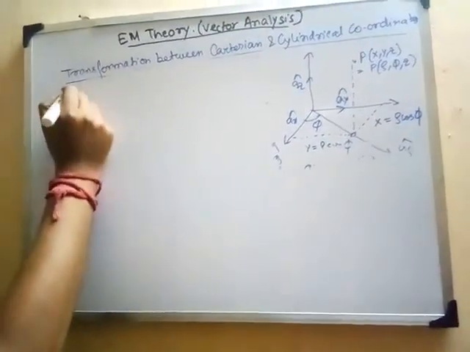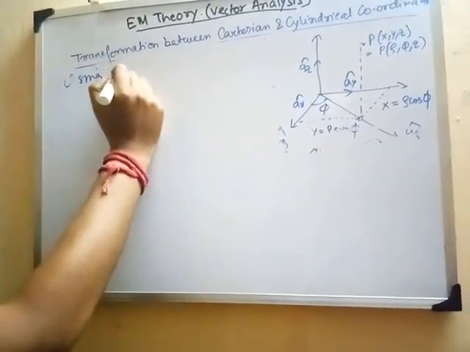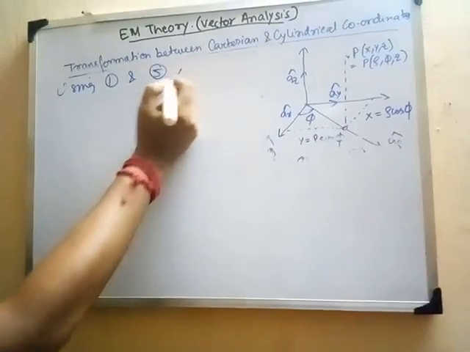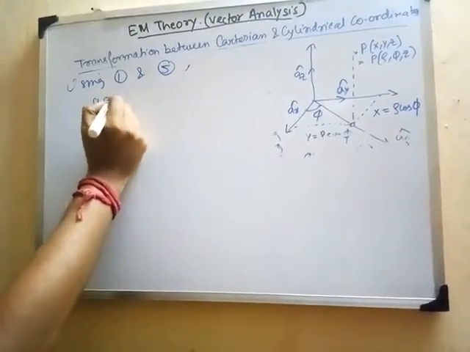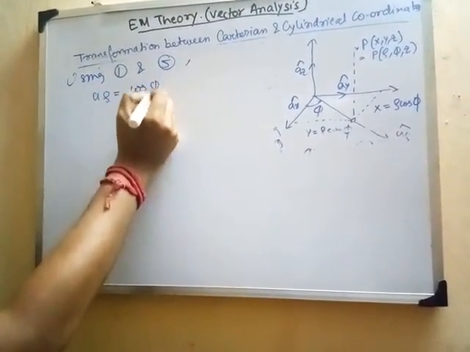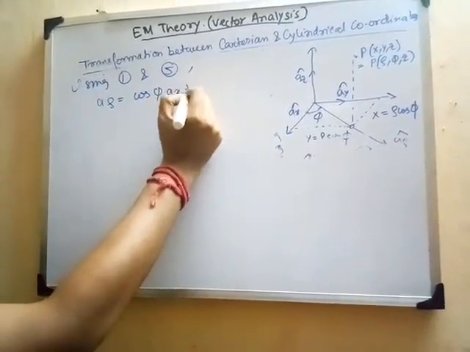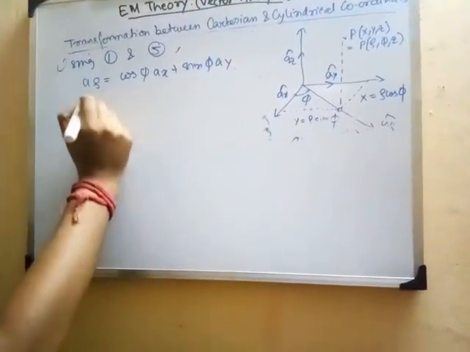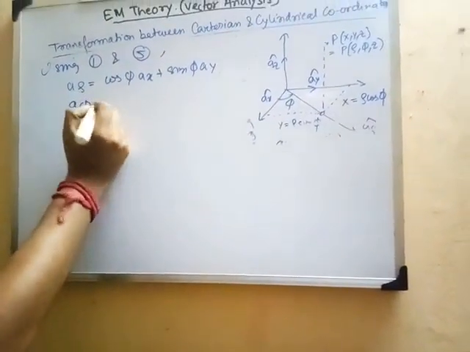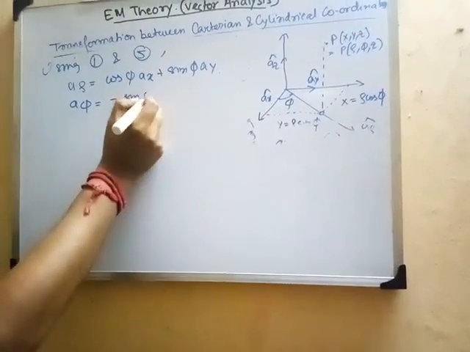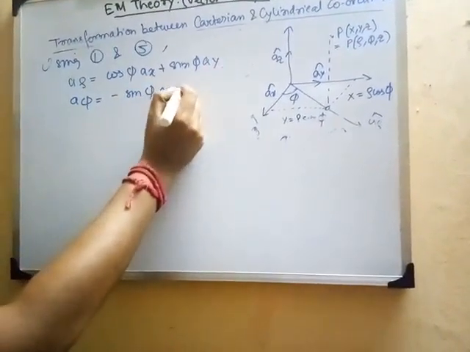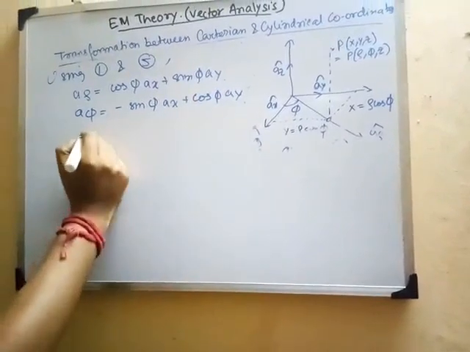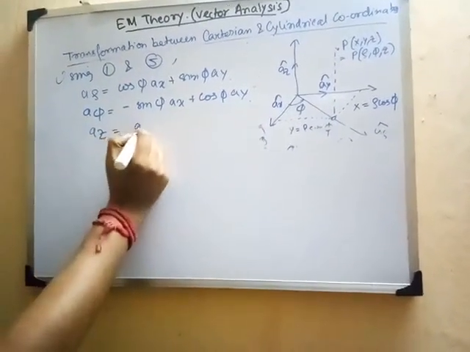Now using equation number 1 and equation number 5, we will get A rho equals cos phi Ax plus sin phi Ay, and A phi equals minus sin phi Ax plus cos phi Ay, and Az equals Az.